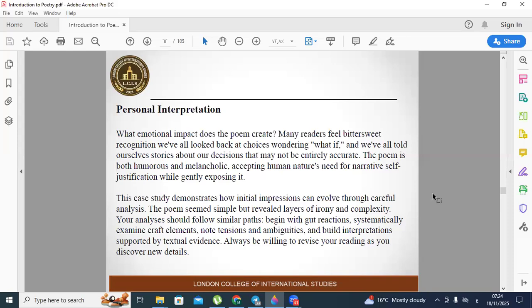This case study demonstrates how initial impressions can evolve through careful analysis. The poem seemed simple, a walk in the woods, a choice between paths, but revealed layers of irony and complexity. Your analysis should follow similar paths: begin with gut reactions, systematically examine craft elements, note tensions and ambiguities, and build interpretations supported by textual evidence.